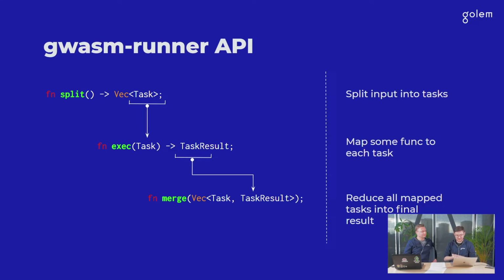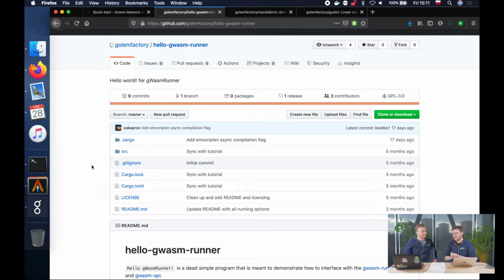As I was saying, in the Hello gWasm Runner example we are going to do something very simple. I'm pretty sure this is a standard example for anybody playing with MapReduce. We are going to pick an array of 100 integers, and then compute its sum. But we're not going to do it the typical way, summing numbers one by one. We're going to split it into subarrays, send them to Golem nodes, they're going to do their sums, and then we're going to sum up the resulting sums. That's a lot of indirection, I know, but it's actually very simple. There is no magic there.